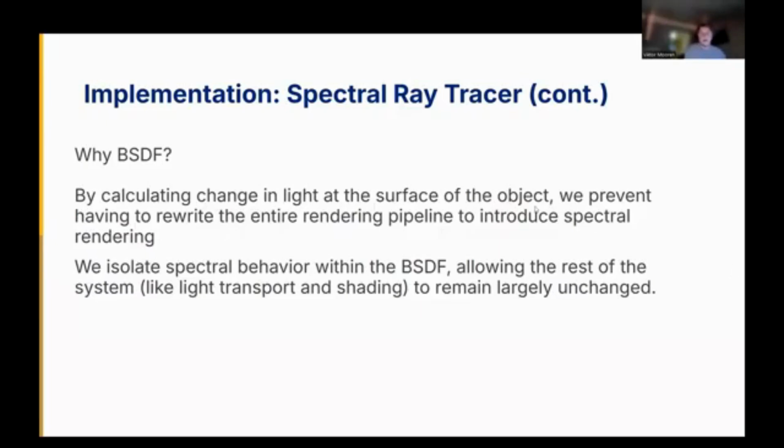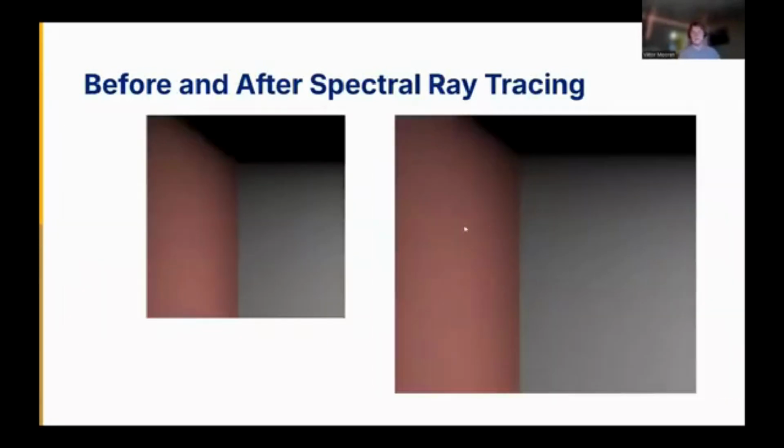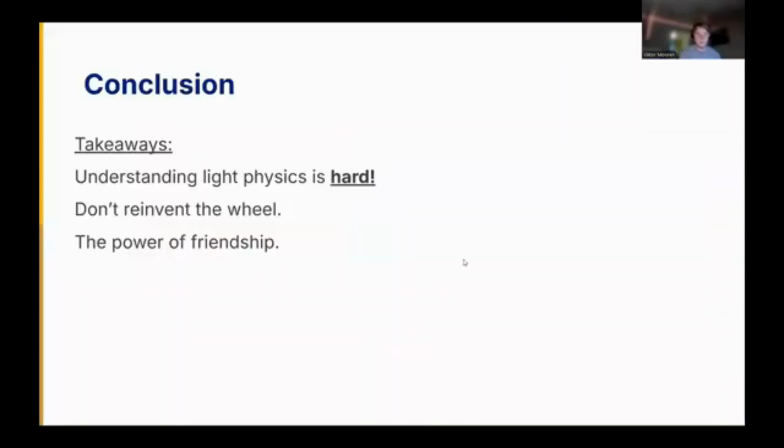Now I'll go through some results. Let's let them speak for themselves. Before and after with a more zoomed in section, so you can clearly see the effects: on the left, a lot more grain, on the right, a lot less. Same for the ball. And in conclusion, understanding light physics is really hard.